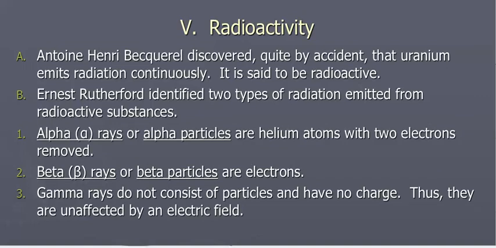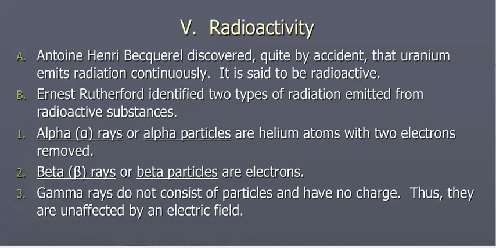Antoine Becquerel discovered that uranium emits radiation continuously. It's said to be radioactive. Now, Ernest Rutherford identified 2 types of radiation emitted from radioactive substances. He called these 2 types of radiation alpha particles and beta particles. Alpha particles are positive because they're helium atoms with 2 electrons removed, while beta particles are electrons, so they're negative.